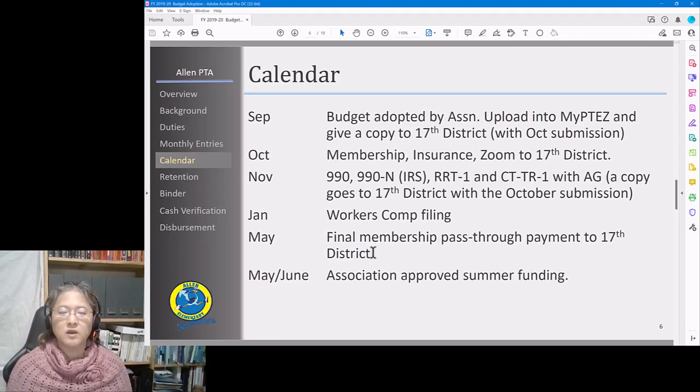In May, we need to make sure that we are paying our final membership pass-through to the 17th district. And we'll talk more about it when we go into the actual disbursement part of the video. Lastly, at the last association meeting, the association needs to approve summer funding. This is to utilize some of the budget in the current year for the summer before the budget is approved in the new school year. This is to allow the president and the treasurer to purchase and plan for any programs that they want to do during the summer, such as back to school events and buying supplies for the new year.